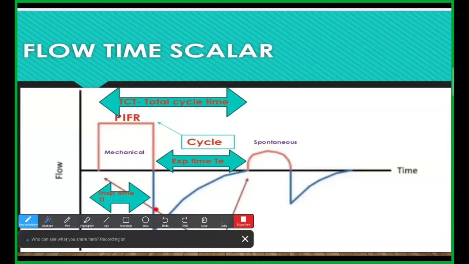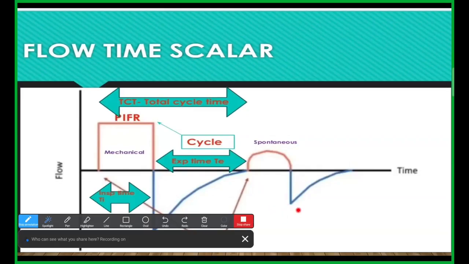The expiratory curve follows the same passive recoiling in both spontaneous and mechanical breath. So the same shape is seen in both. Okay, this is how it is classified. The maximum flow rate will be seen as the peak inspiratory flow rate and the expiratory flow rate is seen as your peak expiratory flow rate.